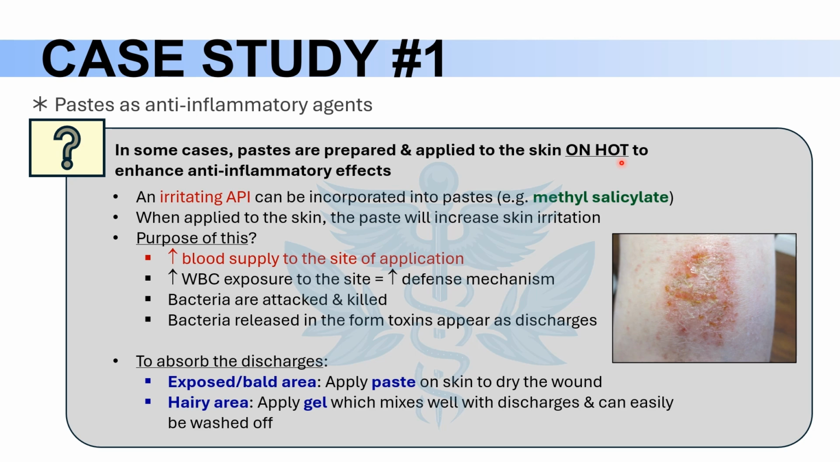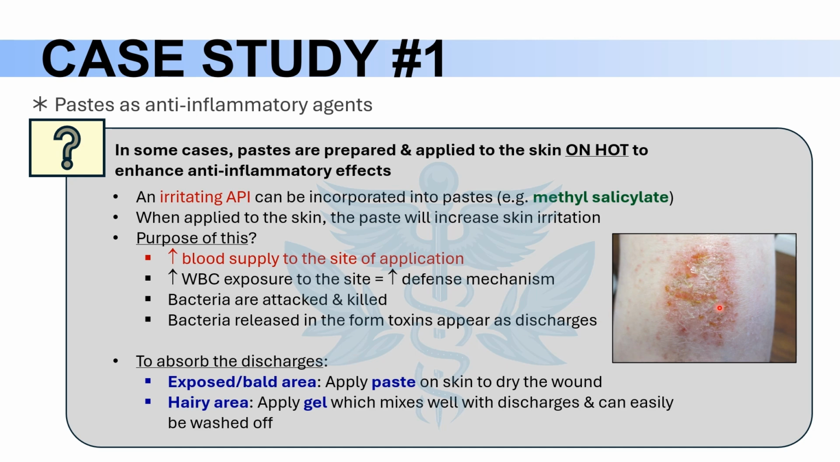Well, because by irritating the skin and heating the paste, we would increase the blood supply to the site of application. If the blood supply increases, that means that the white blood cells also increase at the site, therefore inducing an immune response against the bacteria present in the lesions of the skin. The bacteria are attacked, killed, and released in the form of toxins that appear as discharges, as we can see in the diagram here. The final step is to take away or absorb these discharges from the skin.